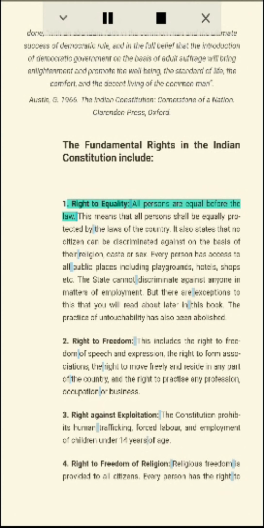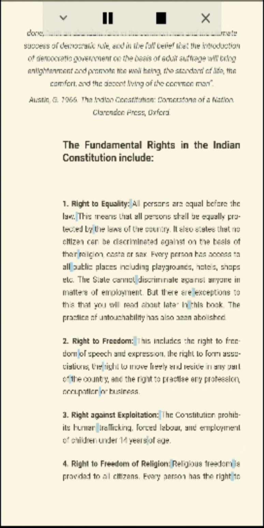The fundamental rights in the Indian Constitution include 1. Right to equality. All persons are equal before the law. This means that all persons shall be equally protected by the laws of the country. It also states that no citizen can be discriminated against on the basis of their religion, caste, or sex. Every person has access to all public places including playgrounds, hotels, shops, etc. The state cannot discriminate against anyone in matters of employment. But there are exceptions to this that you will read about later in this book. The practice of untouchability has also been abolished.